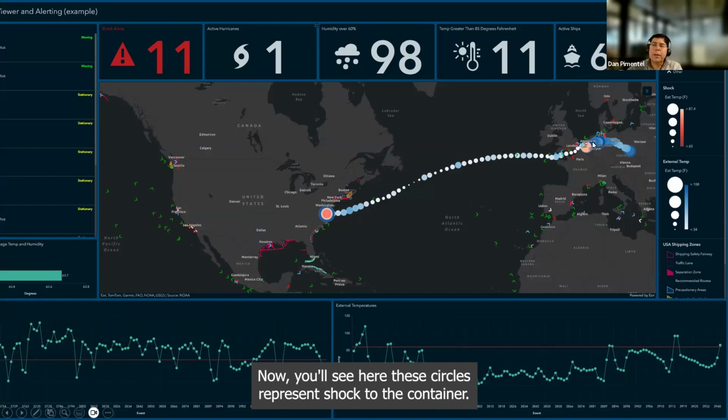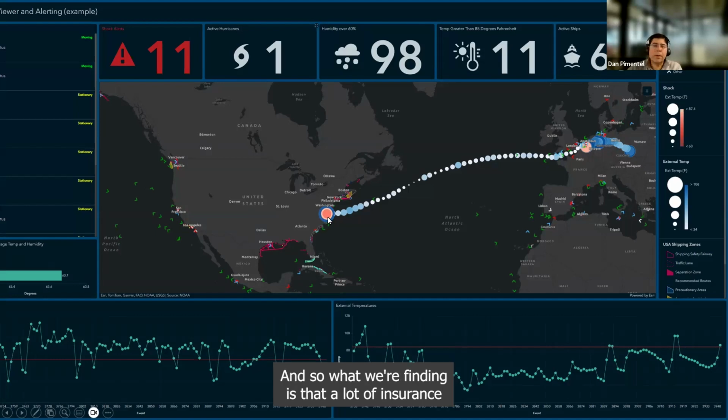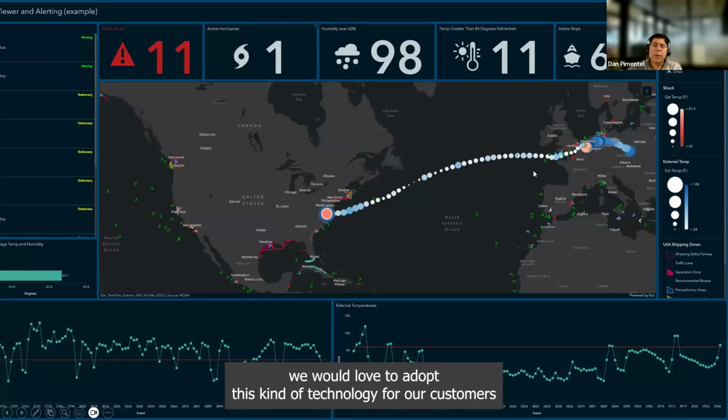Now you'll see here these circles represent shock to the container, and it makes sense that the greatest shock points are going to be when it's onloaded and offloaded from the ship. That's another point of potential damage. And so what we're finding is that a lot of insurance companies are coming to our organization and saying, we would love to adopt this kind of technology for our customers and offer them benefits on the insurance side, whether it's a reduced premium or a higher level of coverage, if you have some of these technologies.